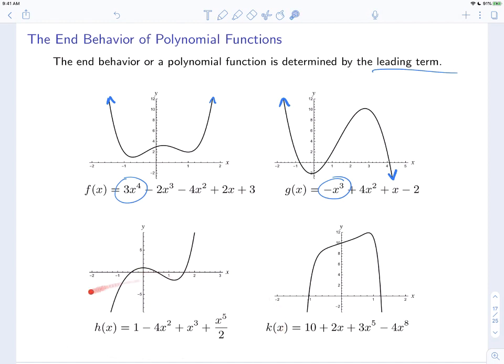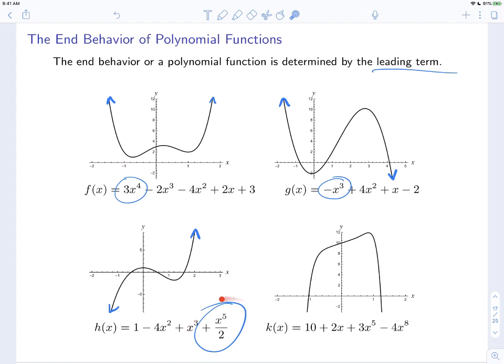Here we have our function h. This is a degree 5 polynomial, so our leading term is 1/2 x to the 5th. And you can see as x moves further to the right, you're increasing, and as x moves further to the left, the y values are decreasing.